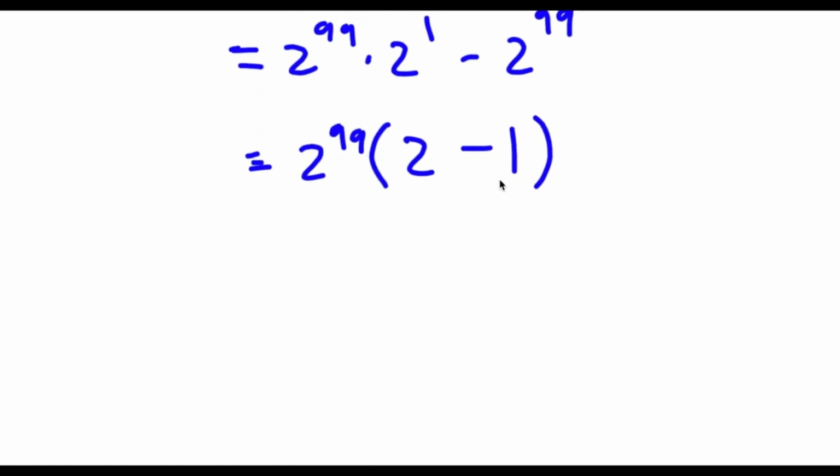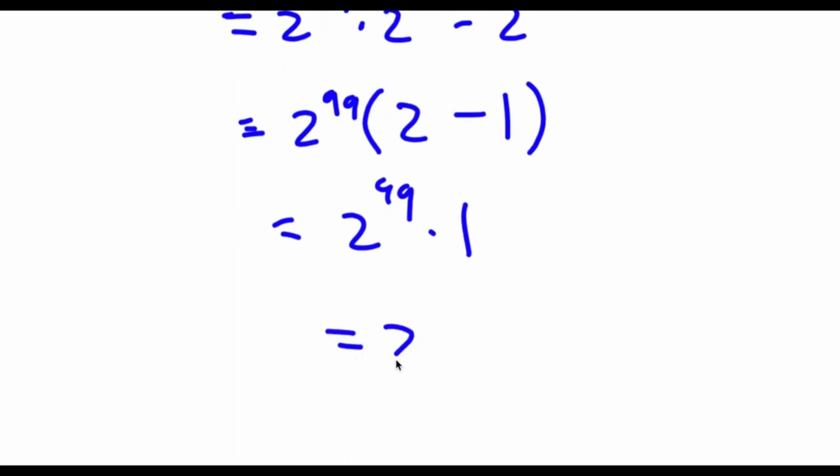So now I have 2 to the power of 99 times 2 minus 1. Well, 2 minus 1, that's simply equal to 1, so I have 2 to the power of 99 times 1, and this is equal to 2 to the power of 99. So this is my answer.